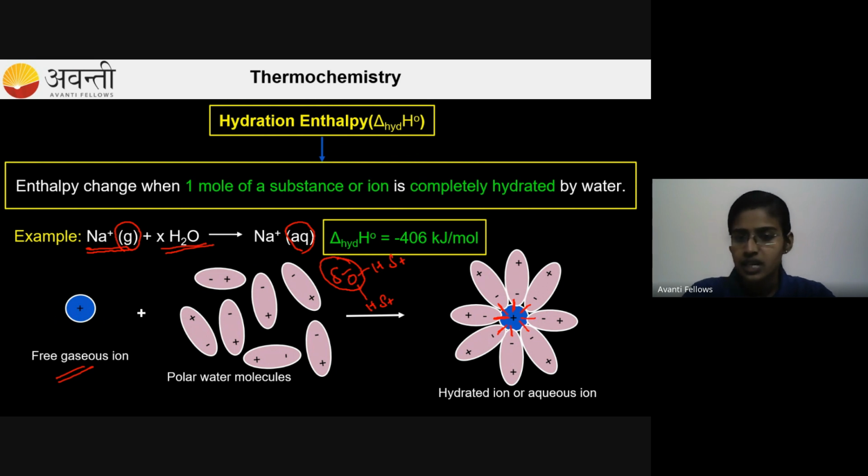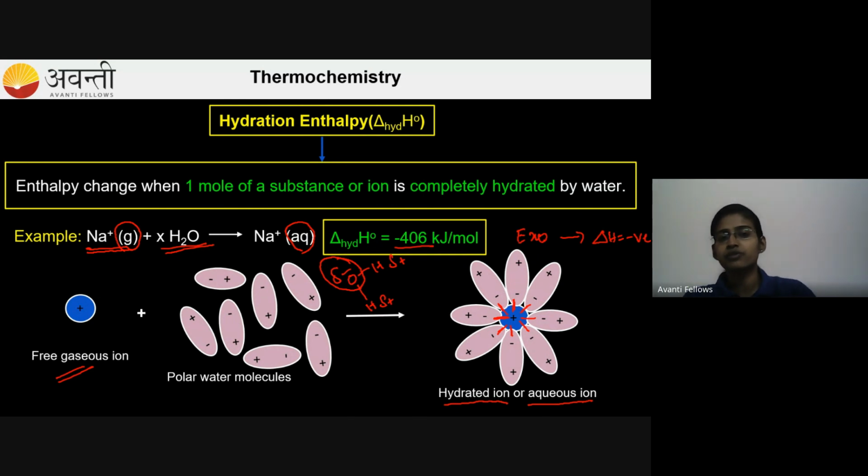Now this ion is called a hydrated ion or aqueous ion, because the water molecules are surrounding it. Here a bond is formed between the water molecule and the sodium ion. Bond formation is an exothermic process, right? So that's why the delta H value is negative. The delta H value is coming out to be minus 406 kilojoule per mole for sodium. Very good, it is negative.